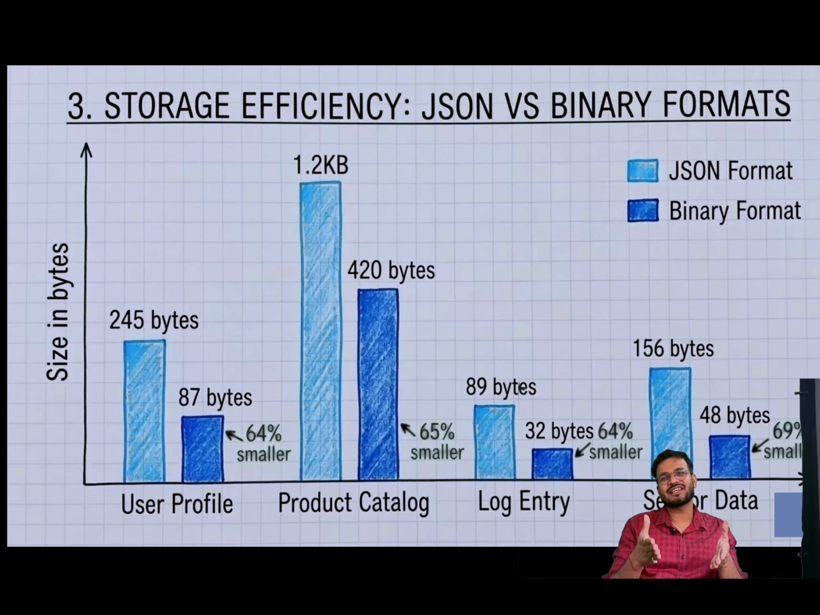So the trade-off is efficiency versus debuggability. In an interview, someone asks you, when would you use JSON or binary format? You should answer like this. JSON for public APIs so that we can debug it. Binary for internal services because we want efficiency, we want it faster.